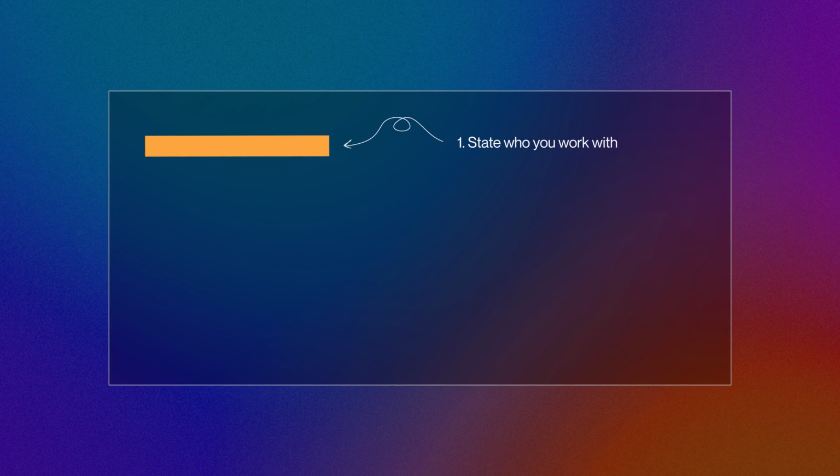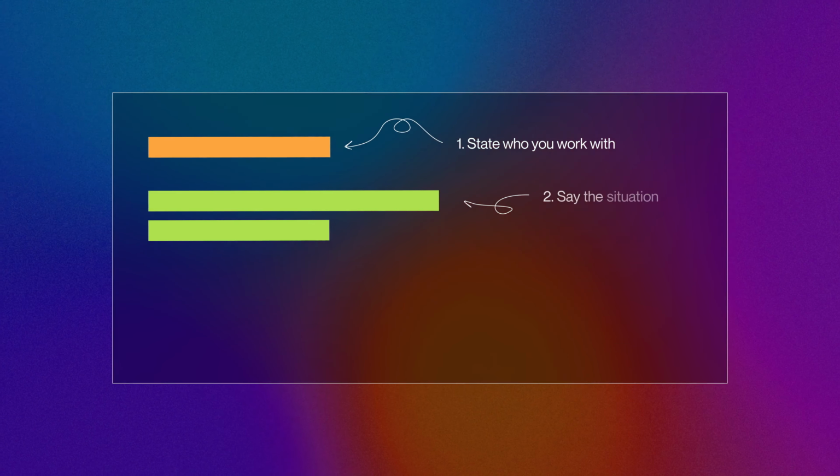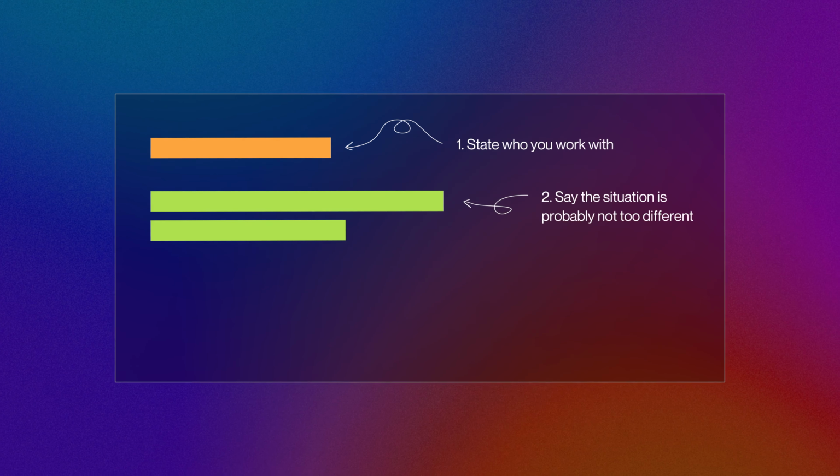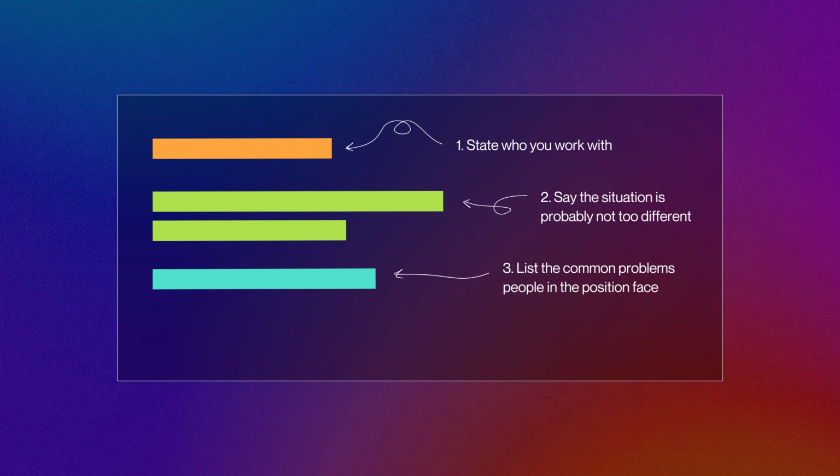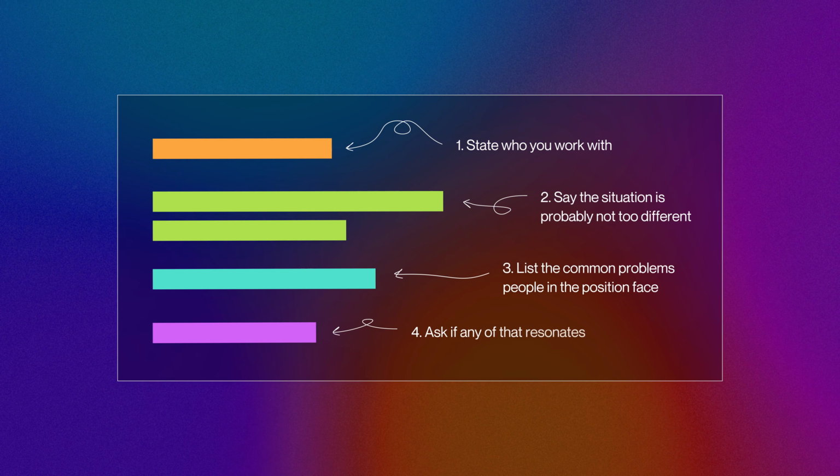Here's the structure. Line 1, say who you work with. Similar personas to your prospect. Line 2, say the situation is probably not too different. Line 3, list the common problems people in the position face. Line 4, ask if any of that resonates. Here's what it looks like.